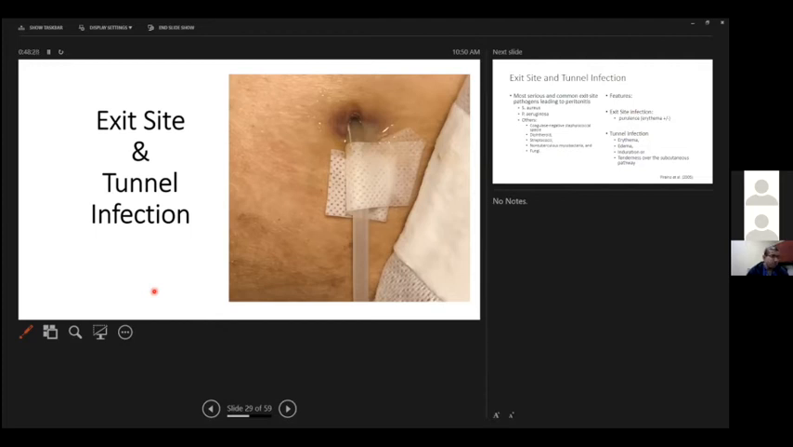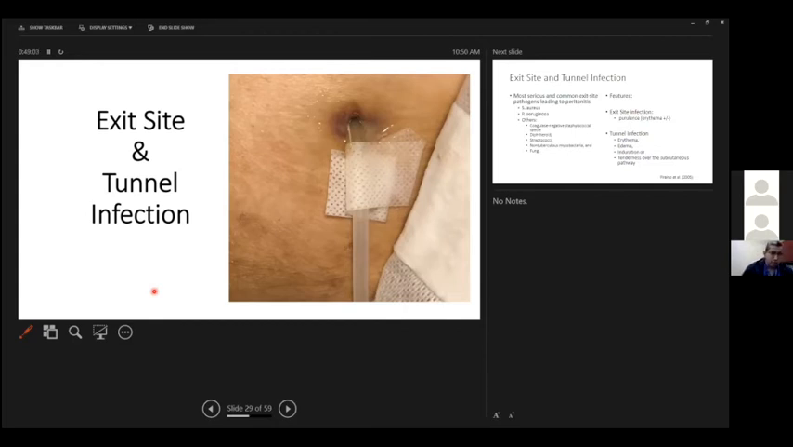Okay? There's also a comment. I can see that Mubarak Jain Mohammed mentioned, interesting, in the UK, we use IP Gen for every exchange. Yeah, it depends on the center. We usually don't use it every exchange. We use it once a day, but we always monitor the levels. Before we give the tobramycin or gentamicin, we get the levels before we do the second exchange. Thank you.